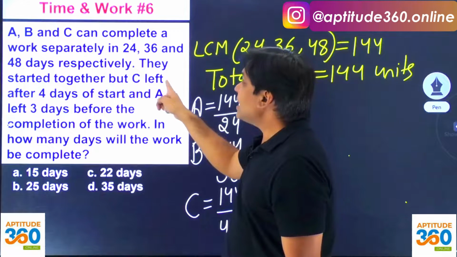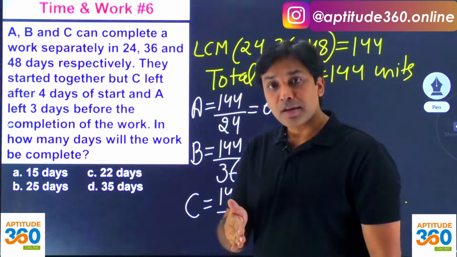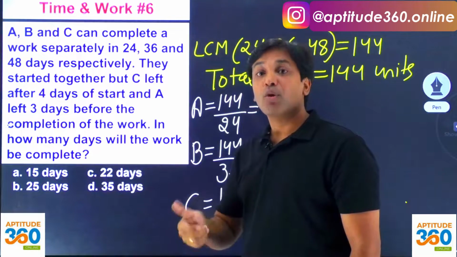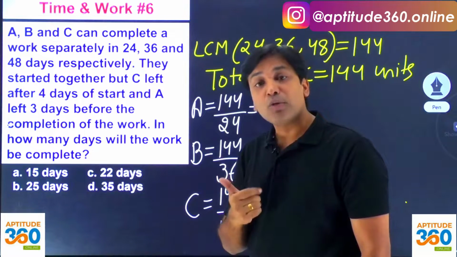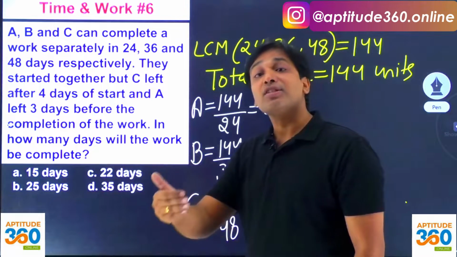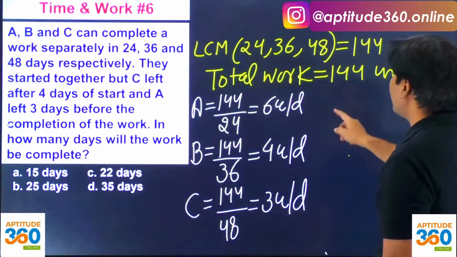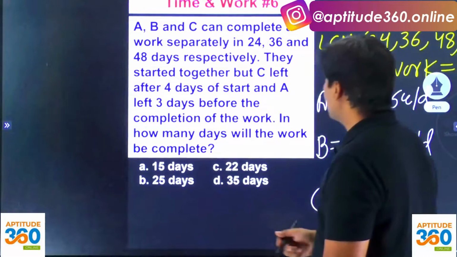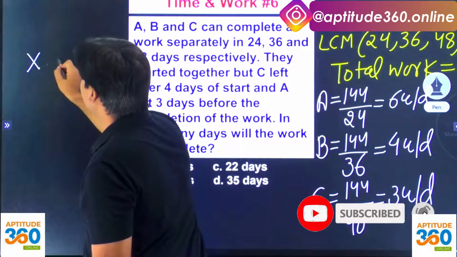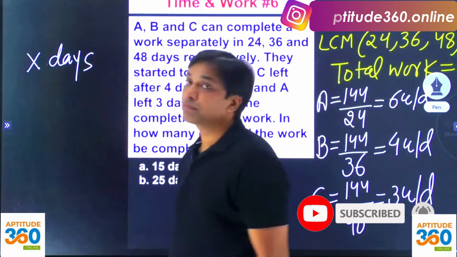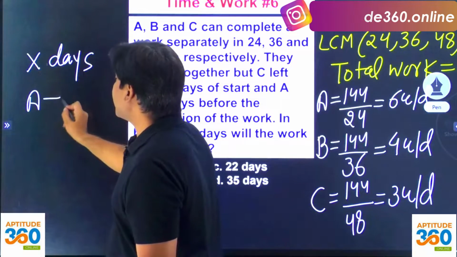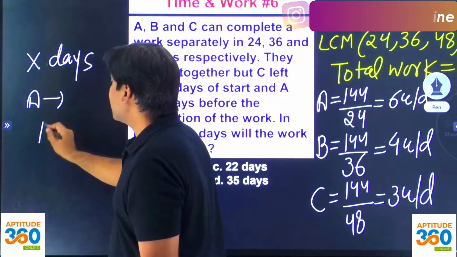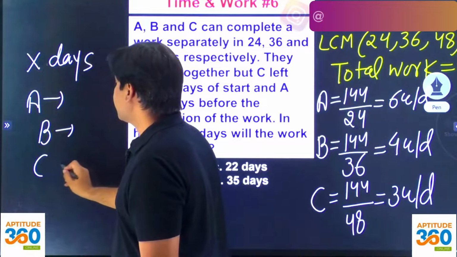They started the work, but C left after 4 days. After 4 days from the starting of the work, and A left 3 days before the completion of the work. अब ये before the completion वाला जैसे कॉन्सेप्ट आ गया, what is that we should be doing? हम ये मान के चलेंगे कि काम X days में finish हुआ. So if the work is getting over in X days, so A is going to be working for how many days? B is going to be working for how many days? And C is going to be working for how many days? This is what we have to find out. A, B and C. Understand this.